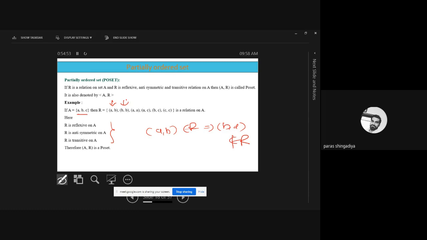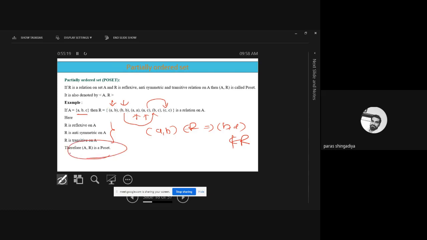AB and BB. Okay, so AB exists. Then after that A comma C, so AC exists. Then after AC and CC, so AC exists. Okay, B comma B and B comma C, so BC exists. Okay, so for all such cases, the formula is valid. Okay, so it also satisfies the transitive relation, so it is called a partially ordered set.